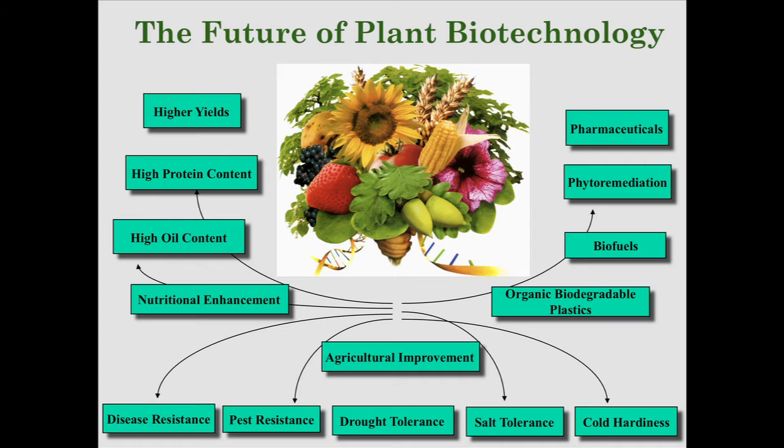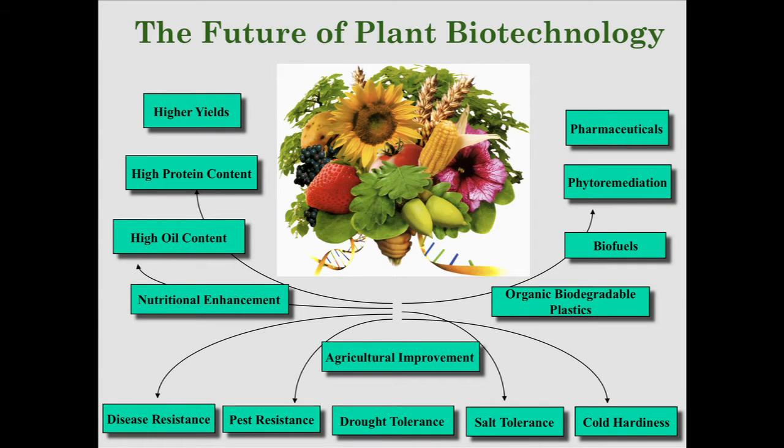While there are a handful of traits and a handful of plants that have been genetically modified, certainly this technology is wide open and will be widely applied to many different crops in the future, as well as many other traits, including increasing yield, increasing protein content, as well as its nutrition, high oil content and high oil quality. Agricultural improvement traits such as disease resistance, pest resistance, drought and salt tolerance, cold hardiness, are all traits that can be genetically modified by the techniques that we've already gone over, as well as some of the new techniques that are now on the horizon.